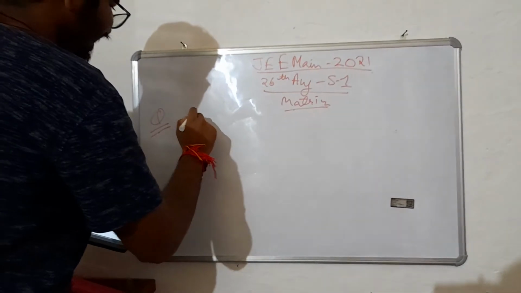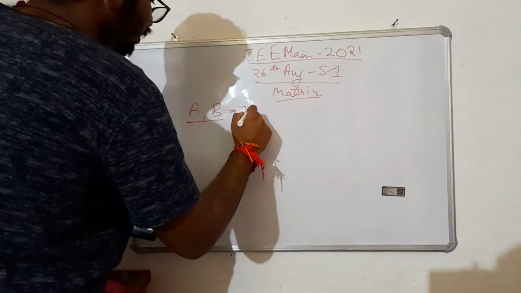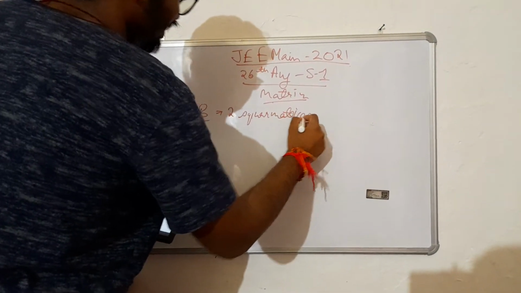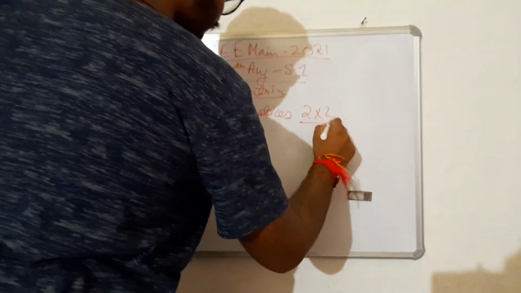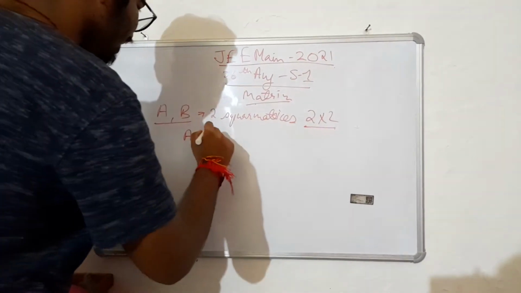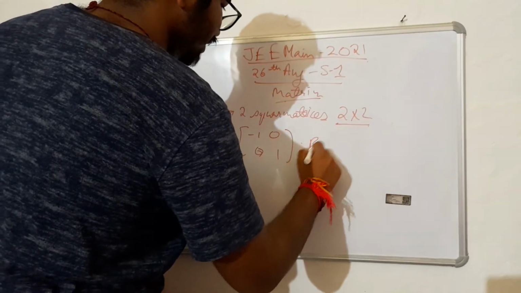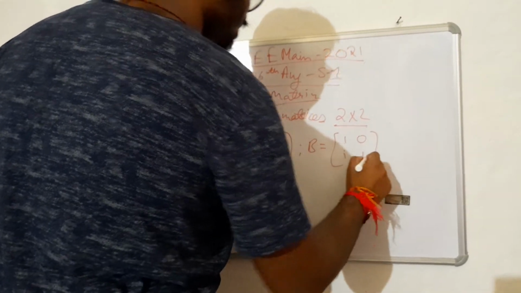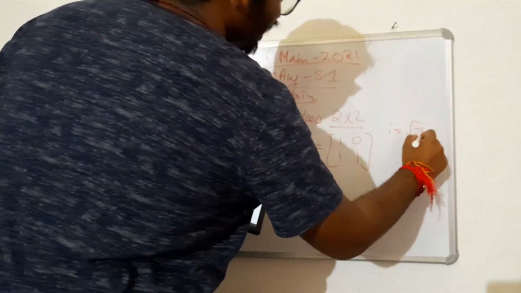Okay, so here it is given that A and B are two square matrices of order 2 by 2. What is the order? 2 by 2. The matrix A is given as minus 1 0 0 1. B matrix is given as 1 0 iota 1. So a complex argument is included in this matrix. As you all know, iota is root negative 1.